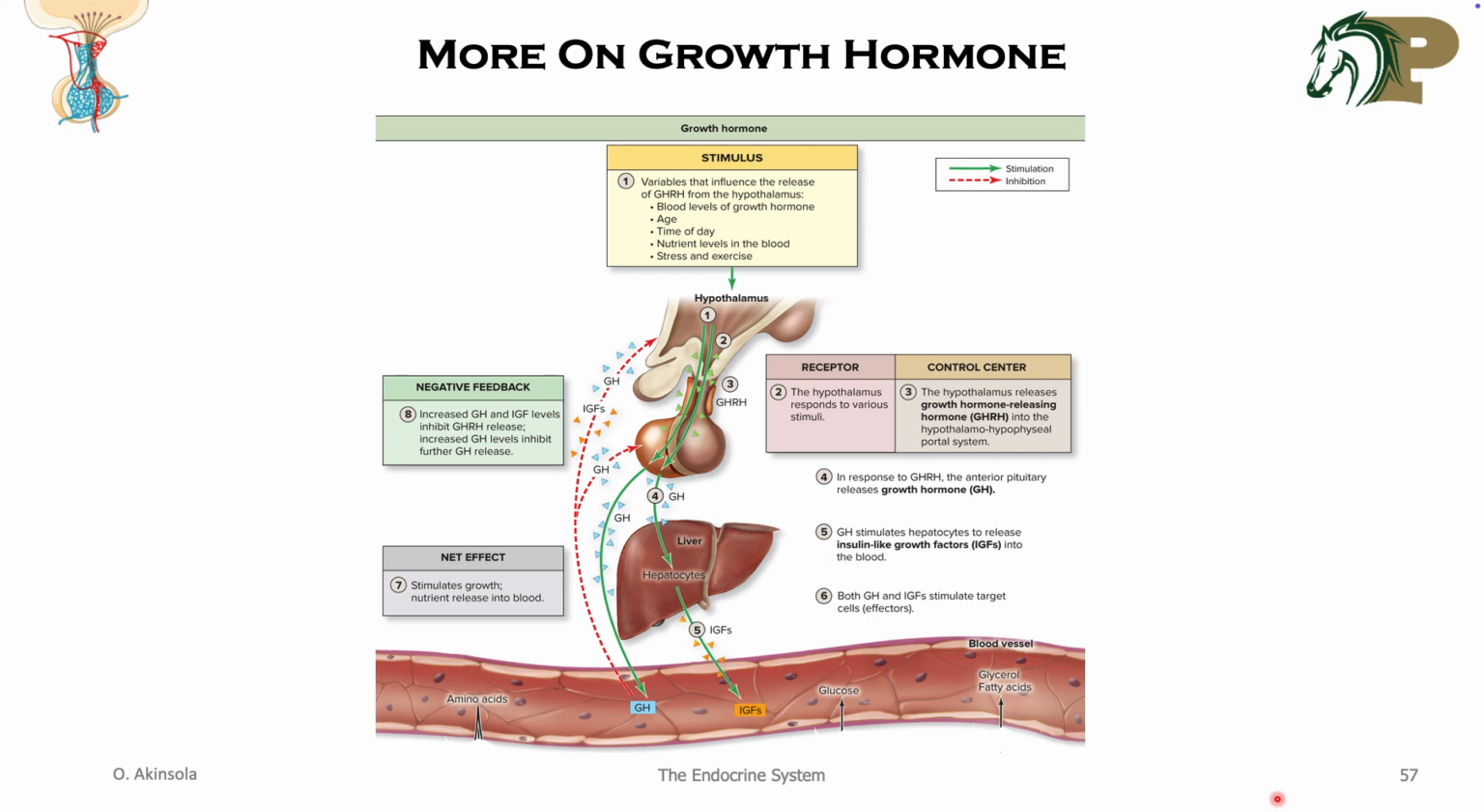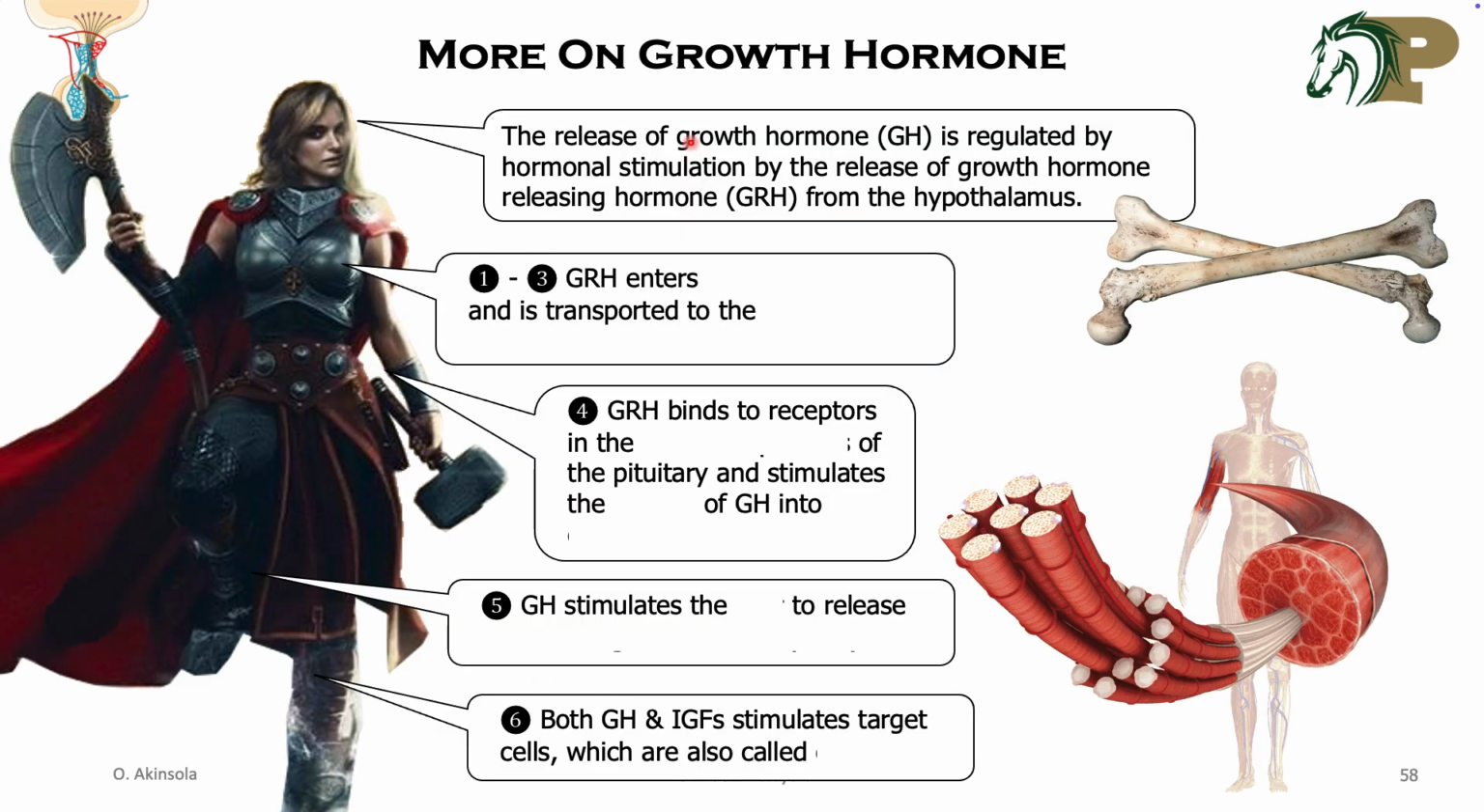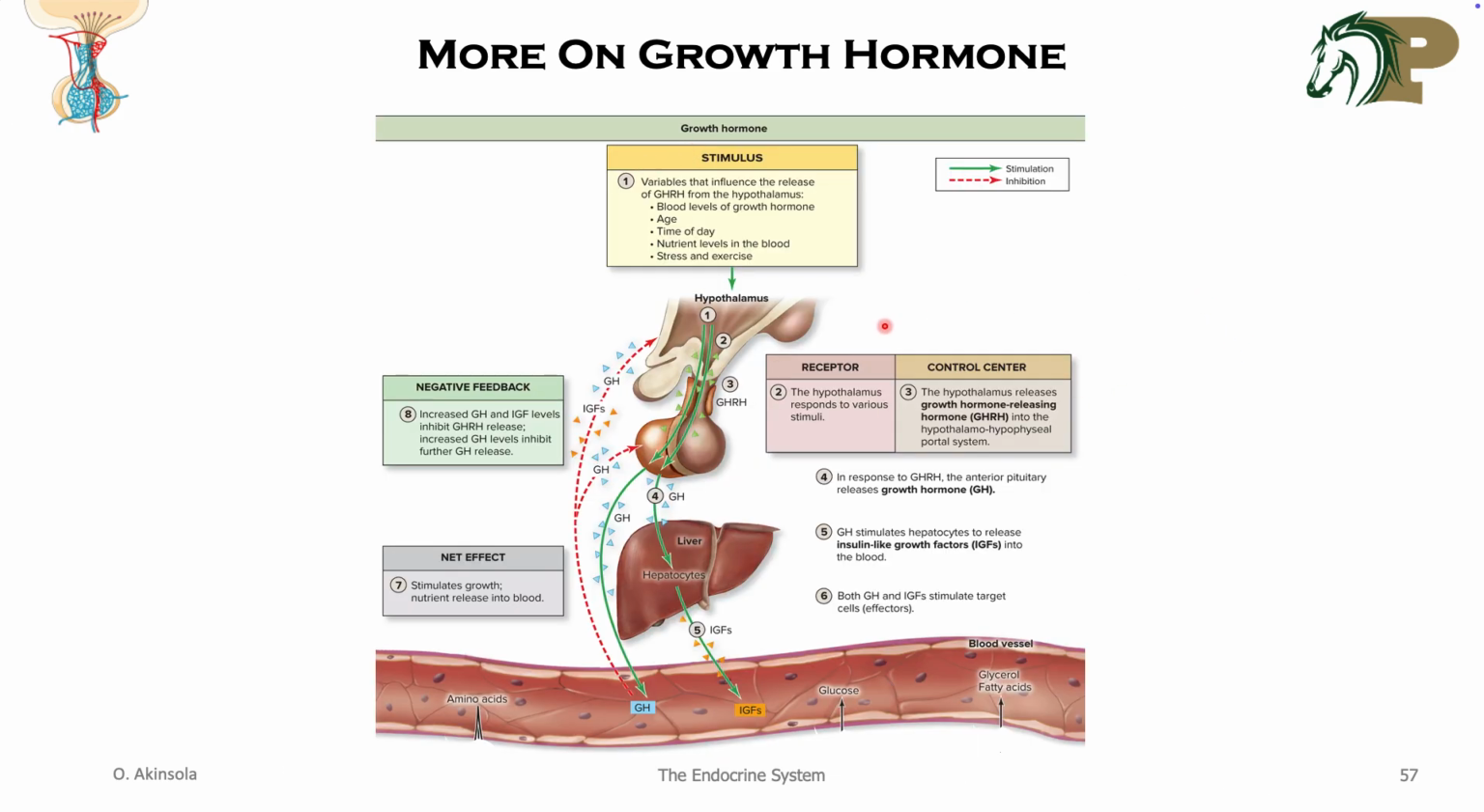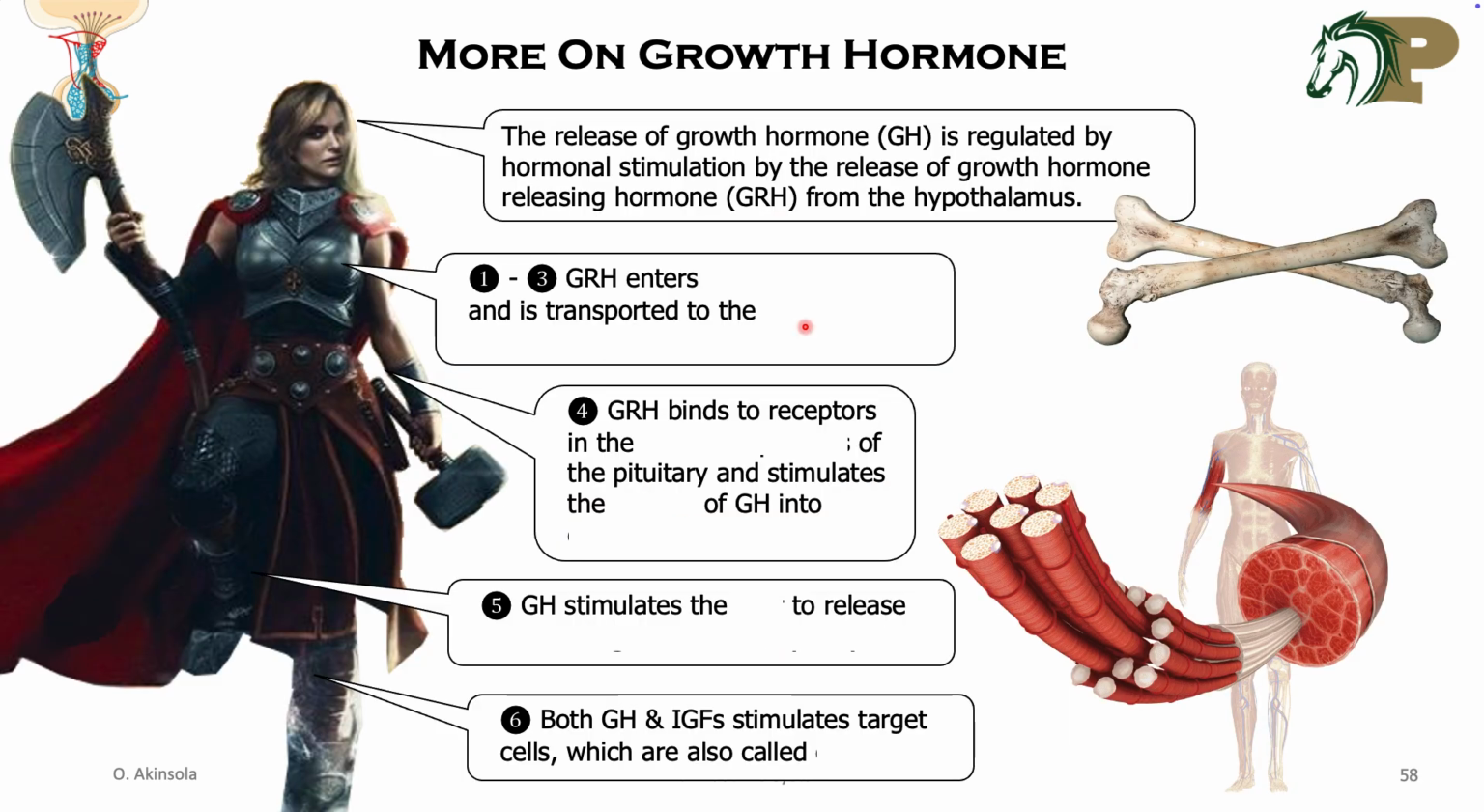Okay, a little bit more on growth hormone. You do have this image in your notes, but I'm actually going to go to this slide, and this slide will explain what's going on. The release of growth hormone is regulated by hormonal stimulation from the growth hormone releasing hormone of the hypothalamus. So GRH will come from the hypothalamus and stimulate the anterior pituitary to release GH.